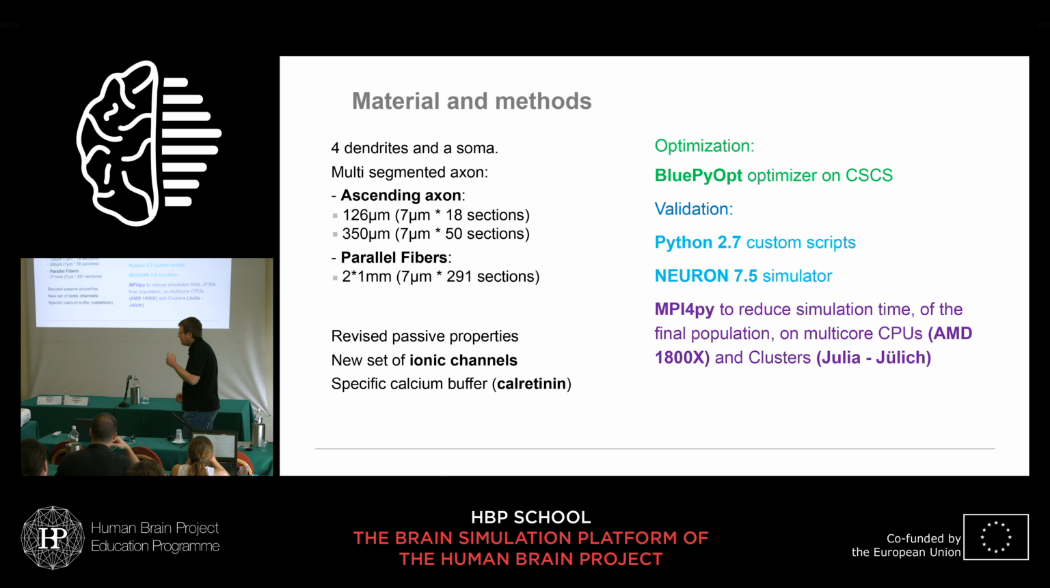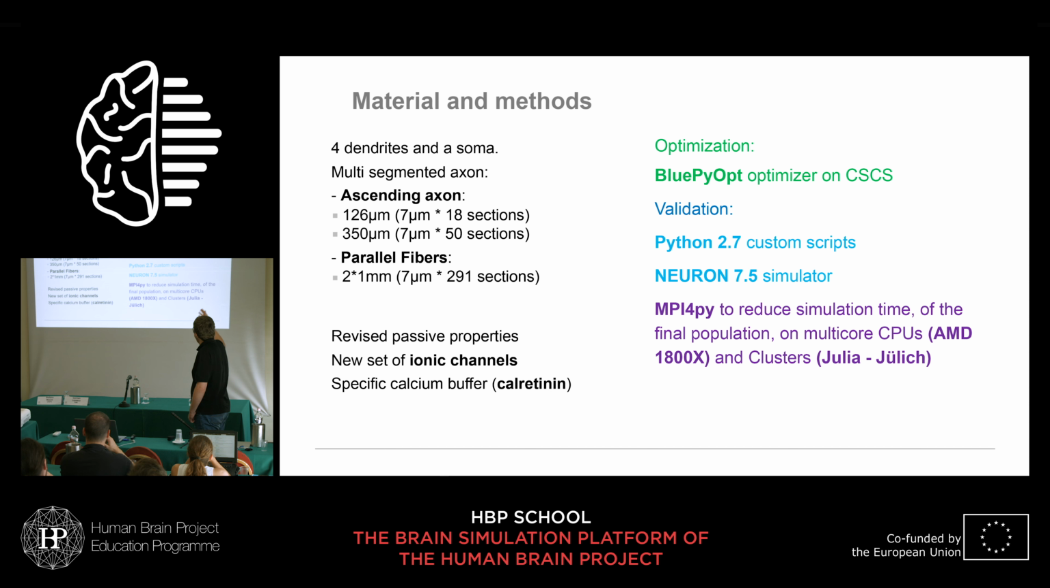So in this case, I used this custom section list in a reverse way. Instead of using it to build a small section of the axon or play around with the dendrites, I generated a small section of 7 micrometers long, repeated. So for example, I have an ascending axon that is composed of 18 sections, or in another case, 50. And to generate the parallel fibers, I've done the same, 7 micrometers multiplied to obtain 2 big, long axons of 291 sections.